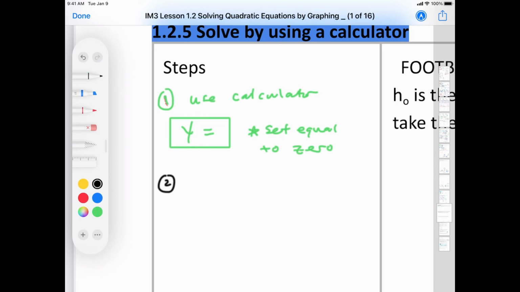Okay? Second thing you're going to do is just press the word graph. Okay, third, this is where it's a little bit different. We're going to look for a button on there called calculate. And once we press that button, we're going to look for the word 0.